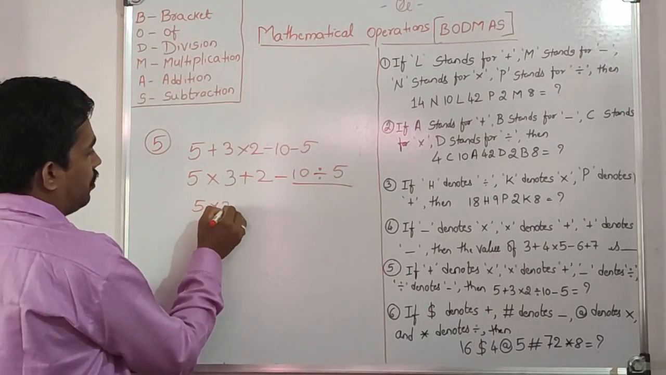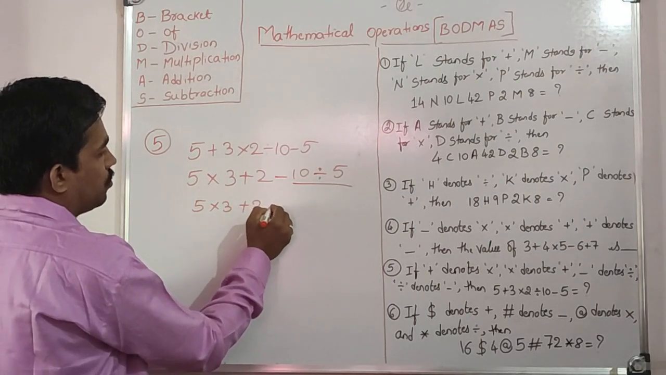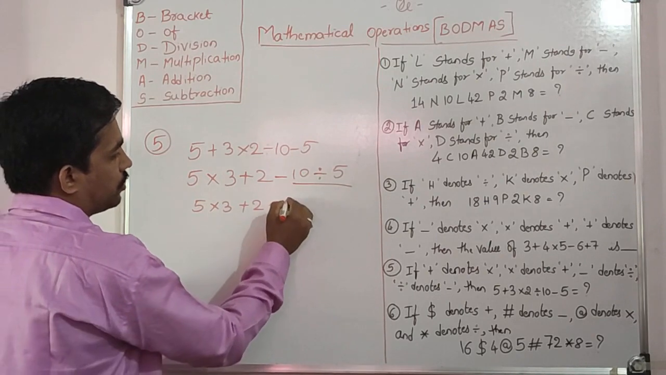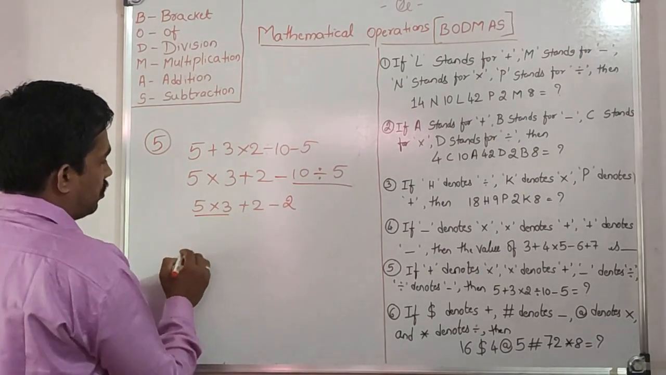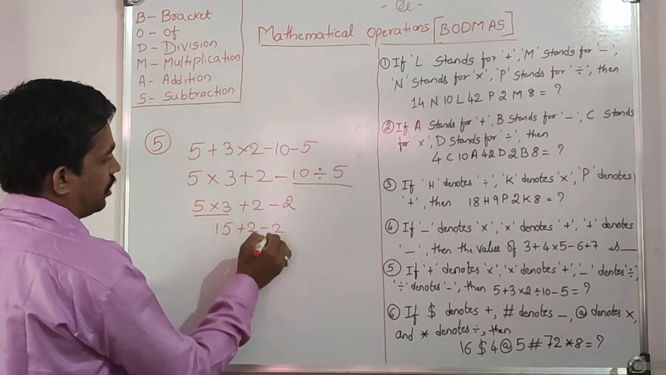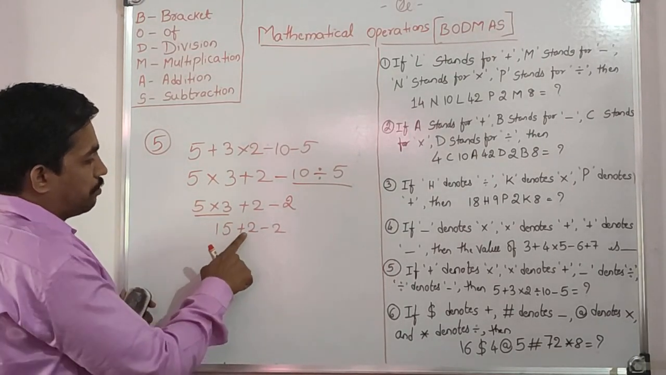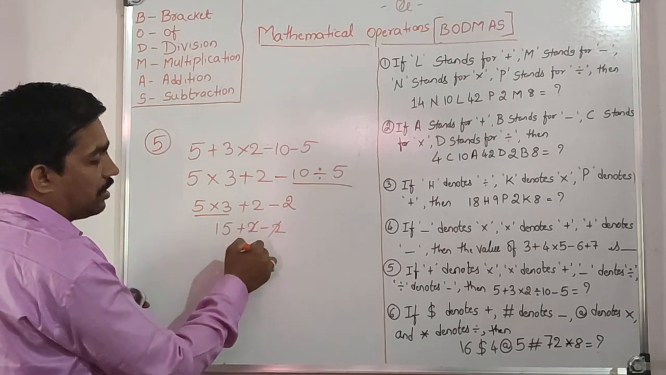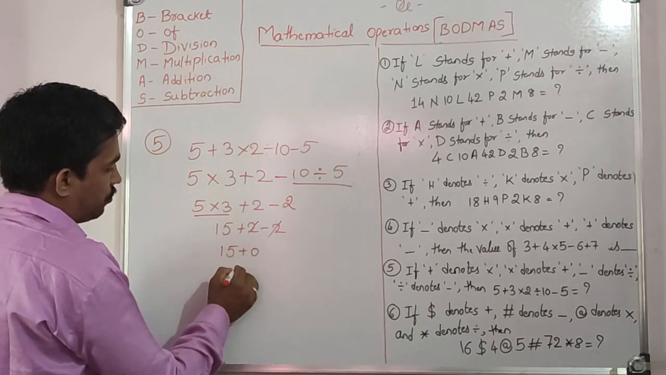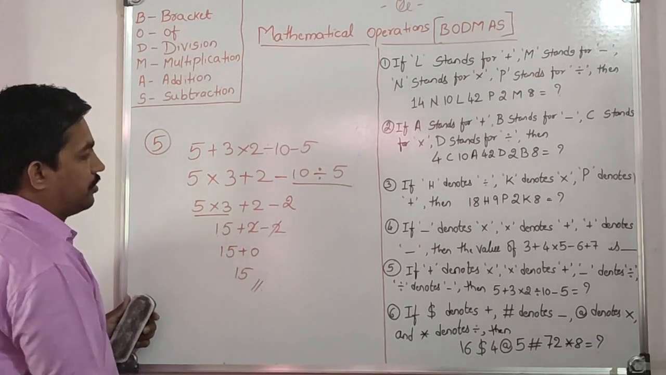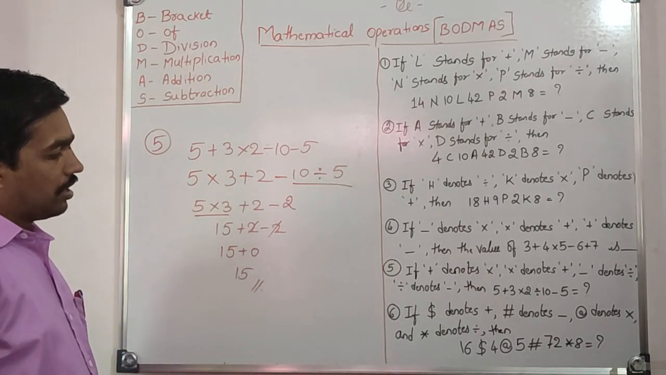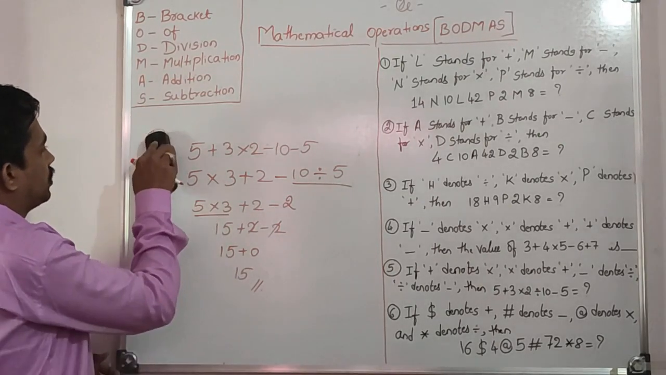So 5 into 3 plus 2 minus 10 divided by 5 means 2, and then we have to solve this. 5 3s are 15 plus 2 minus 2. So still, students, plus 2 minus 2 will get cancelled. It means it will be 0. 15 plus 0, that is 15. So this is our final answer for the fifth question. And then going to the sixth question.